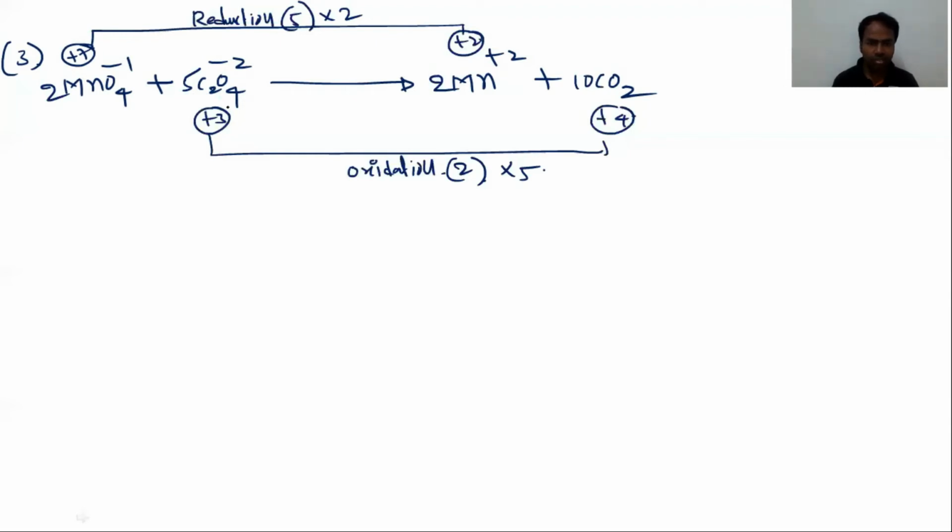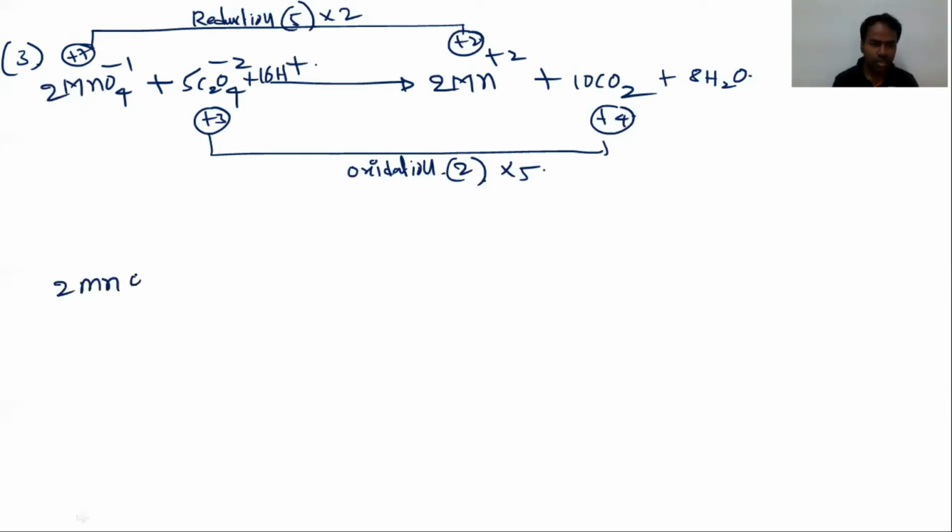Now come to the oxygen. Here 5 4s are 20 plus 8, total 28 oxygens are there. But here how many? 20 oxygens. Here 8 oxygens are deficient. Then add 8 water molecules on this side. So now the hydrogens become how many? Here 16. Here no hydrogen. Then add 16 H plus. Now the equation is balanced.